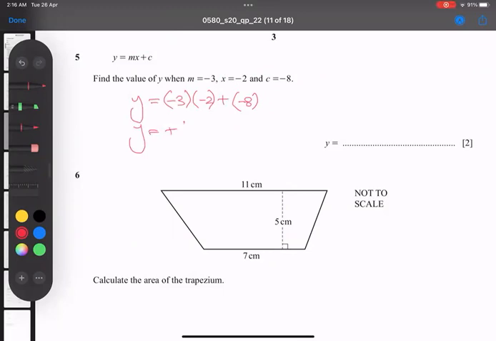Negative into negative, plus 3 2s are 6, and plus into minus gives you negative, so it gives you -8. And if you solve it, it is subtraction with the opposite sign. You can type it in the calculator, and the answer becomes -2. After this, let's go for the next question.